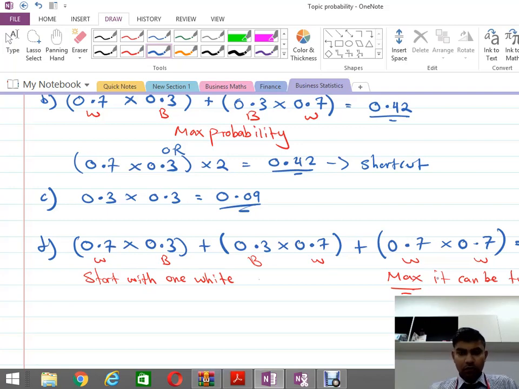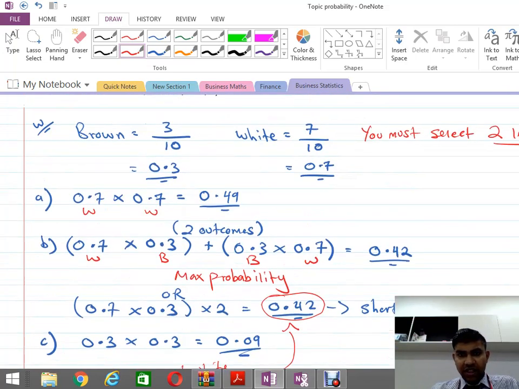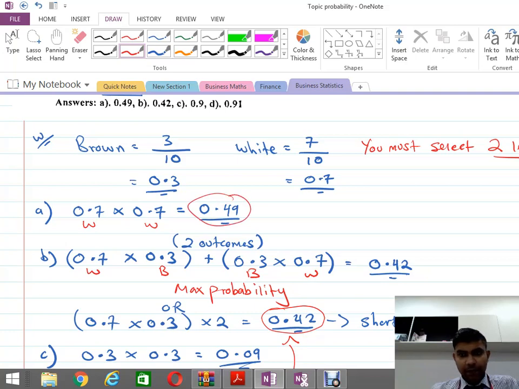Or there's another way of doing it. You already know that you must start with one white and the maximum can be two white, which is this part we already done over here. Look at this. This is one white, correct? We already done. So which is this answer, 0.42. Two white, which is what we already done here. This is two white answer.